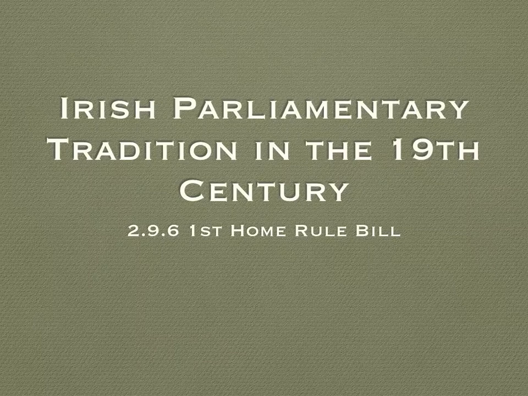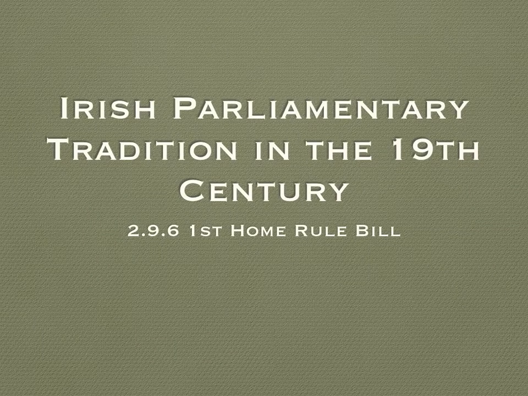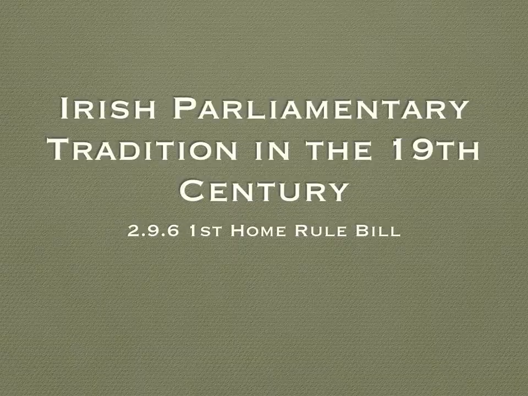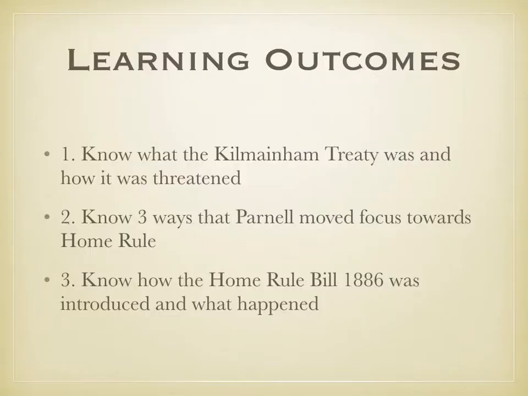Hello everybody and welcome to the 6th video in our series of videos on the Irish parliamentary tradition in the 19th century. As always, we begin with our learning outcomes, so by the end of this presentation you should know what the Kilmainham Treaty was and how it was threatened from taking place. You should know 3 ways that Parnell moved focus towards Home Rule, and finally you should know how the Home Rule Bill of 1885 was introduced and what happened.